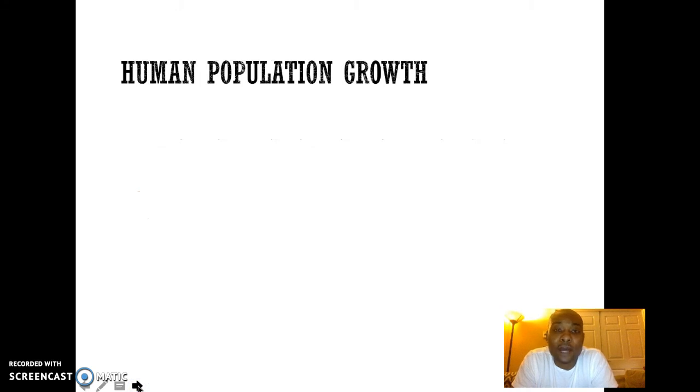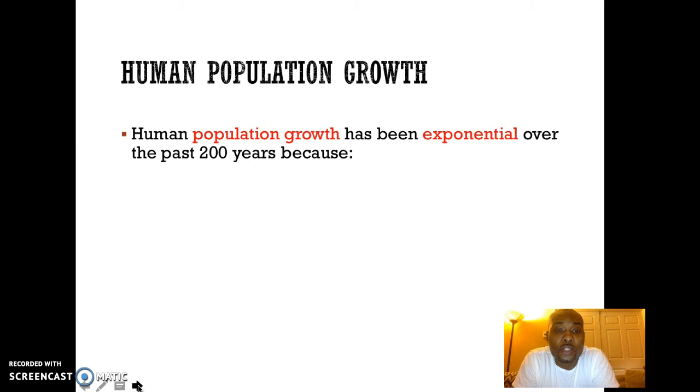Okay, then there's human population growth, which is very interesting. Human population growth has been exponential over the past 200 years for a lot of reasons. Some of them include improved nutrition. Because we know a lot about what foods are healthy, people generally tend to eat a little bit better. As a result, this is causing the human population to grow exponentially.